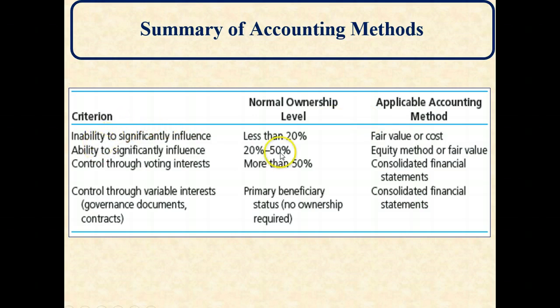If they own between 20 and 50%, it's presumed they have significant influence just because of the numbers. And in that case, we'd have to use what we call the equity method or fair value. If it's more than 50%, we've got to consolidate the financial statements. And if there are various variable interests, we've got to consolidate. What we're really going to talk about here is this 20 to 50%, okay?